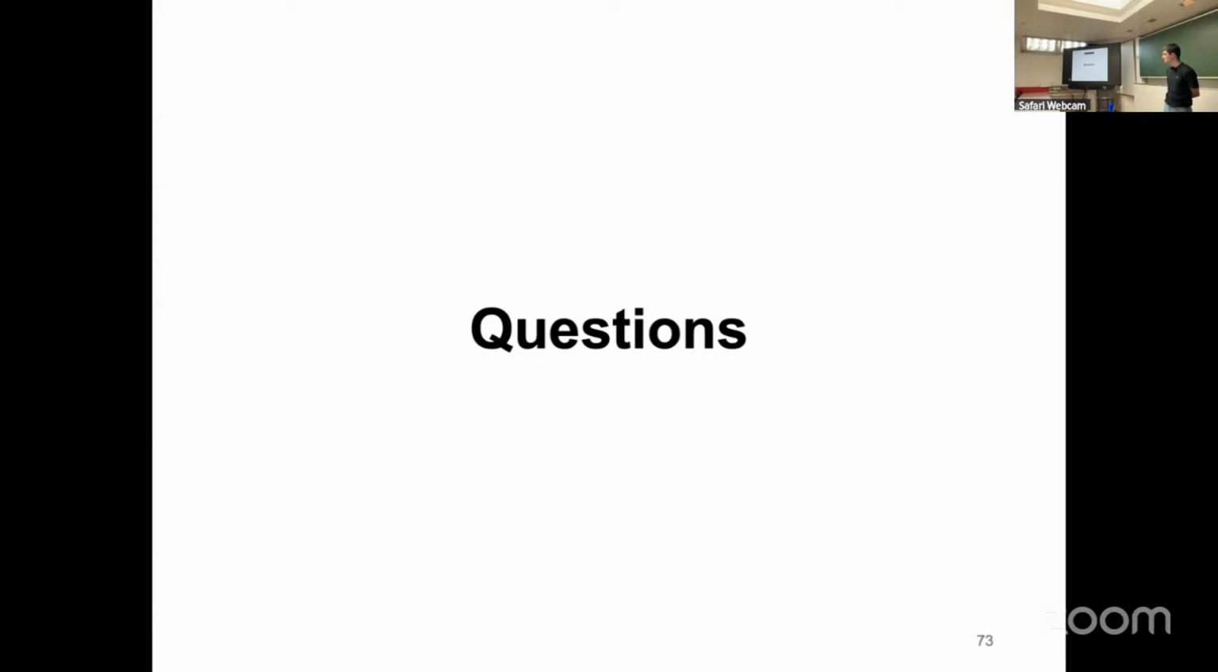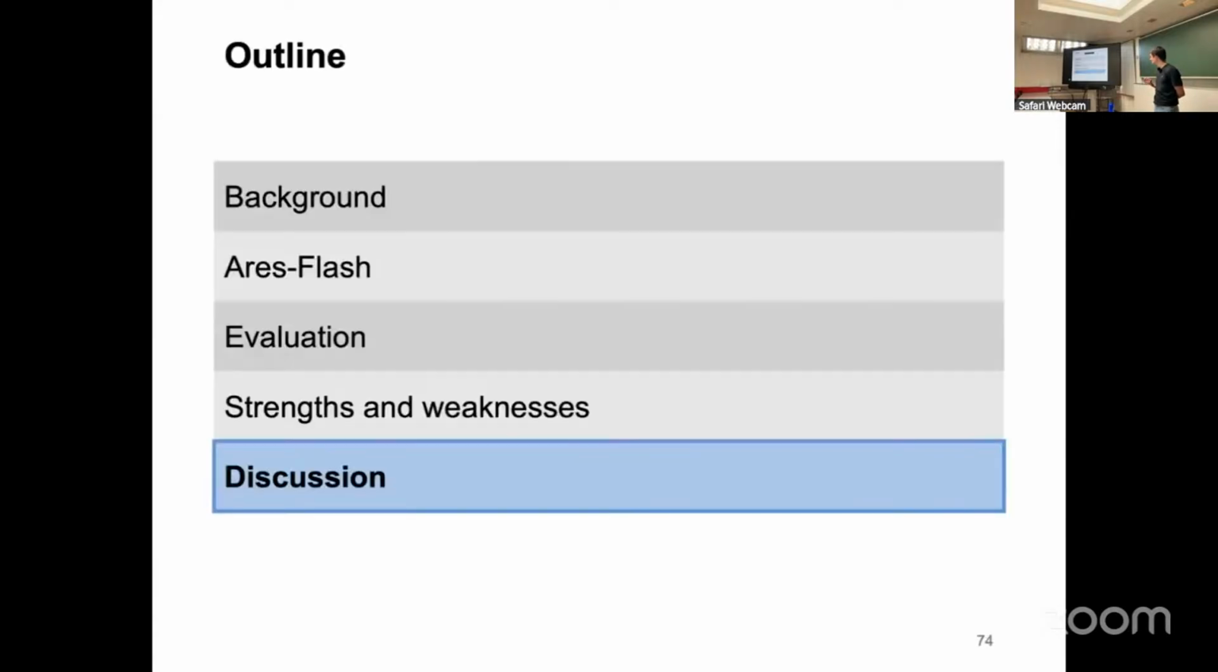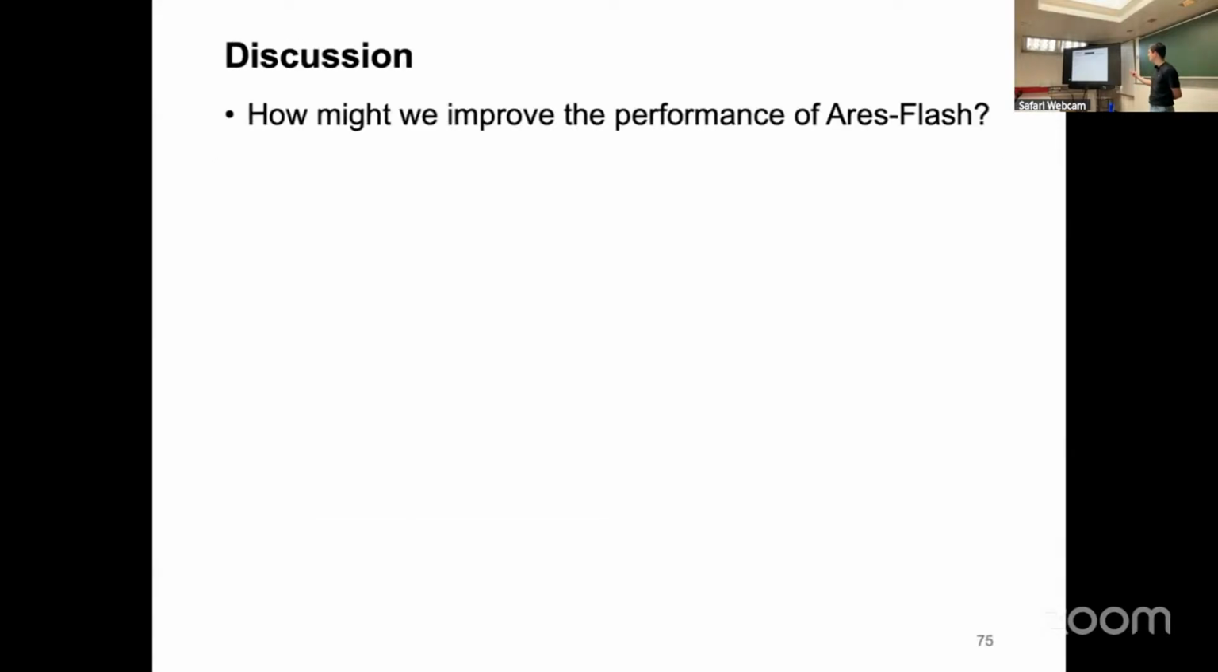Doesn't seem so. So let's discuss. How might we improve the performance of Aries Flash? Do you have any ideas? For example, the multiplication would be a start, or just the logic implementation.